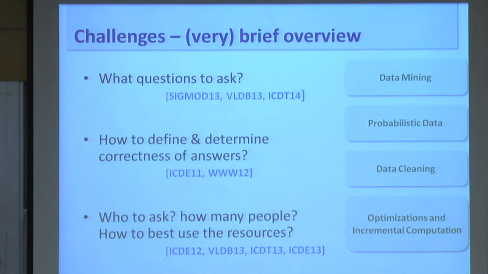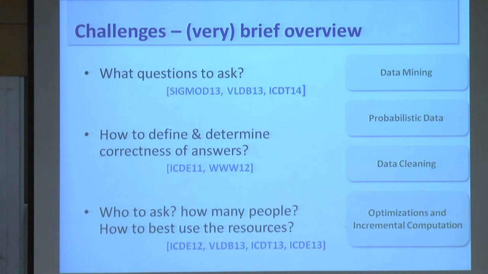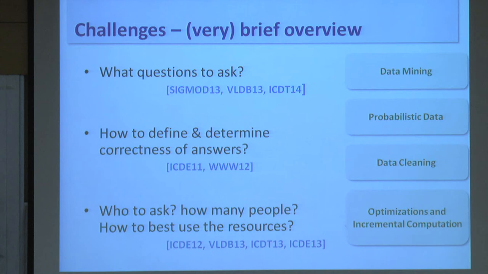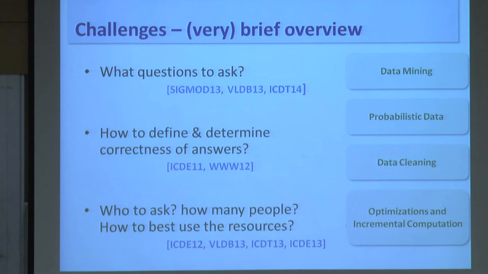And also, like always in computer science, there is a question of resources. How do you best exploit people? My kids, they don't play forever. I tell them to go to sleep at 10. So you want to exploit the time that they play in the best way. You want to ask them the right questions. You want to get the most of their time, etc. And the same with Amazon Mechanical Turk. When you pay people, you want to pay as little as possible and get as much information as possible.